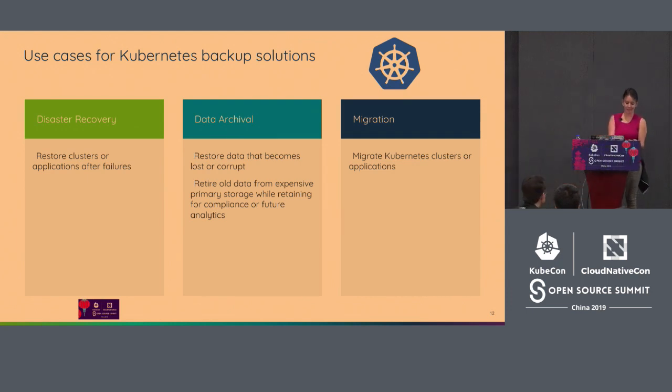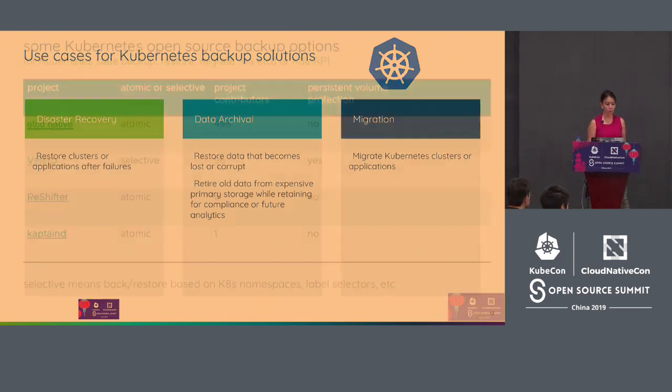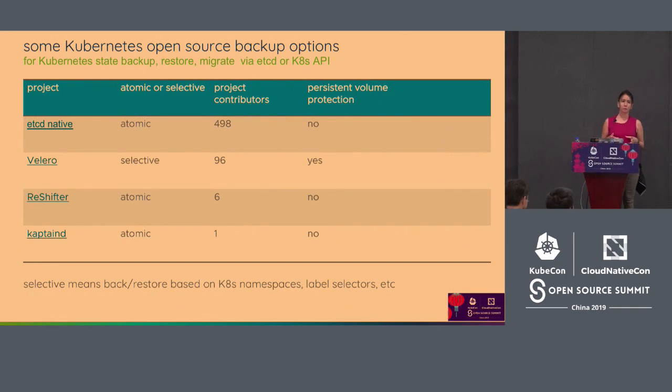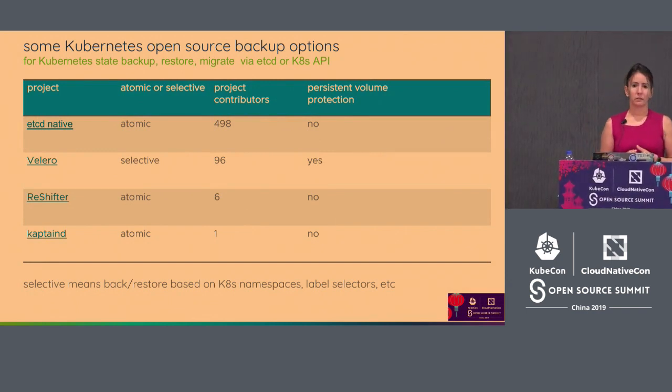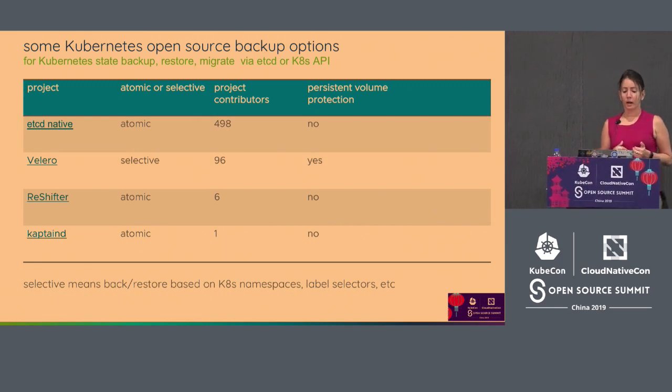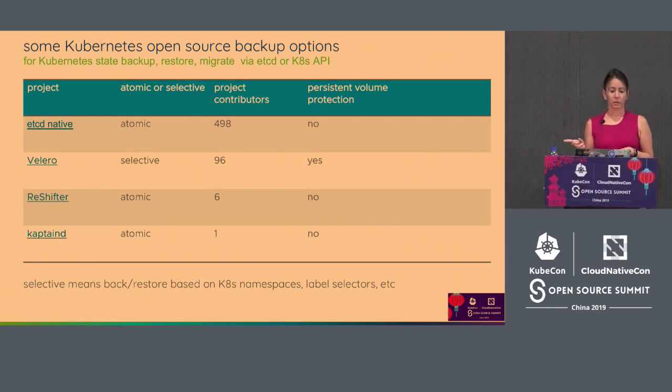Hello, I'm back. So when we think about cloud native backup solutions, people usually think of three scenarios. It's either disaster recovery, data archival, or migration. And the tools that are available today, at least as far as we are aware, and tools that are open source at least, are listed on this slide and the following slide.